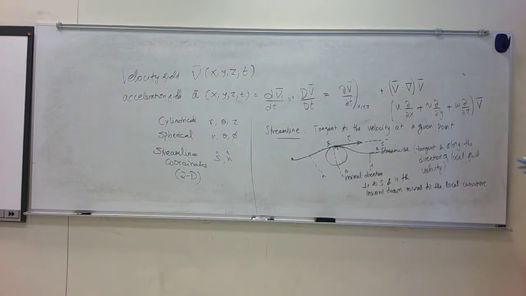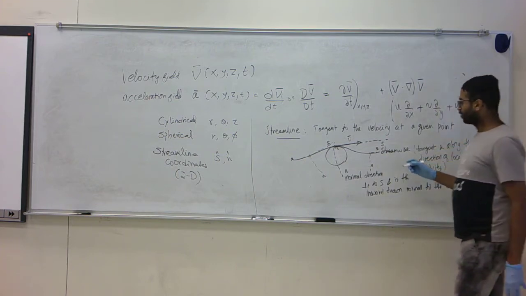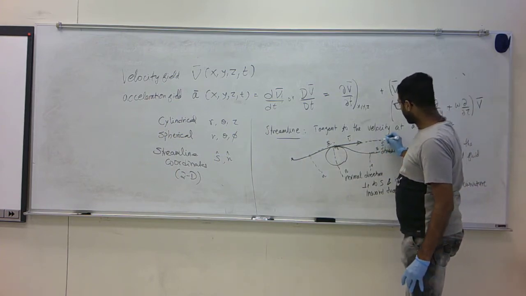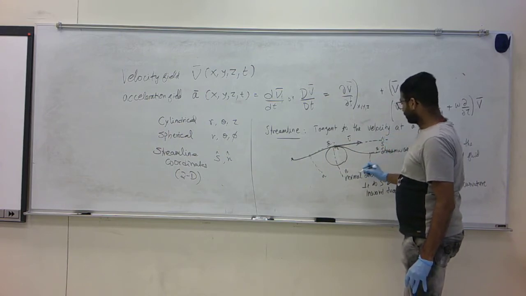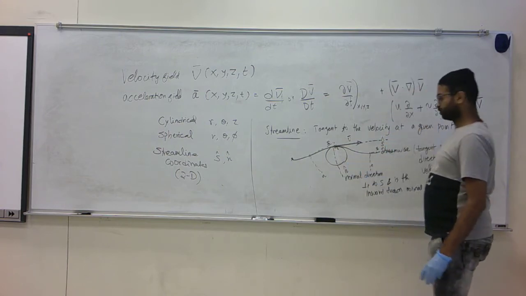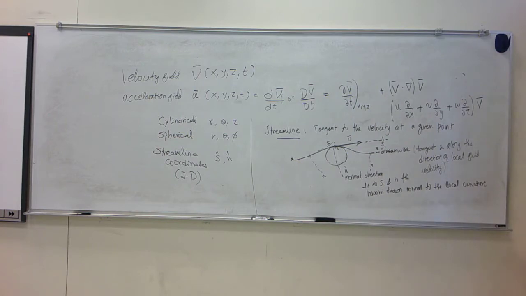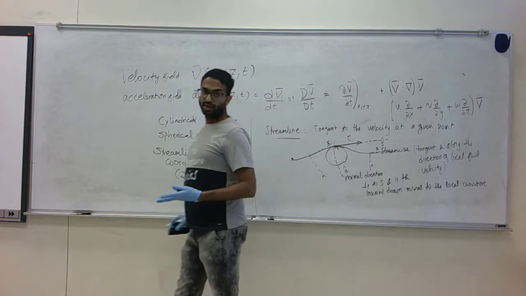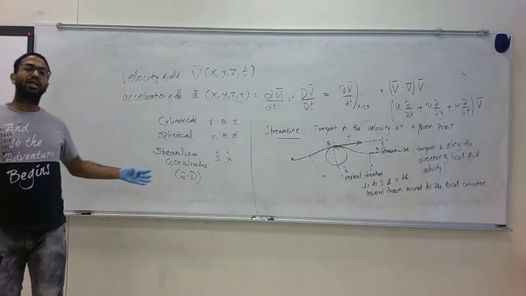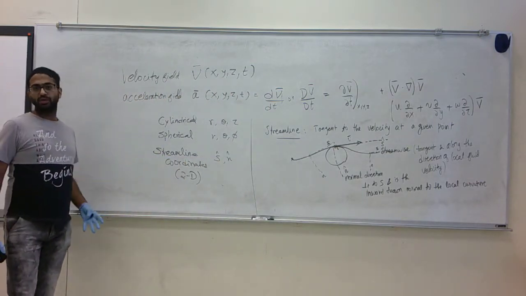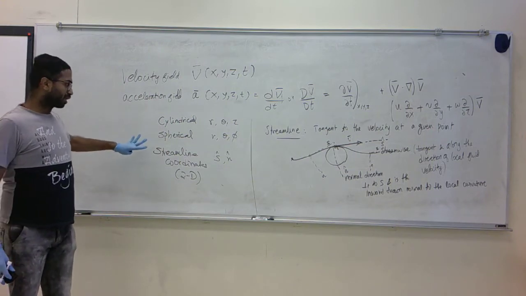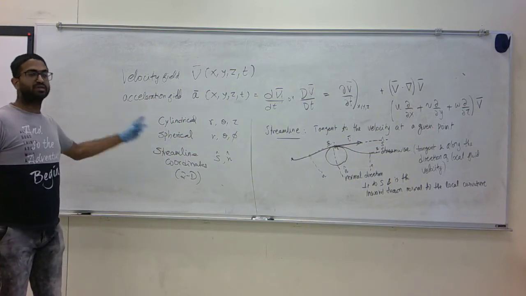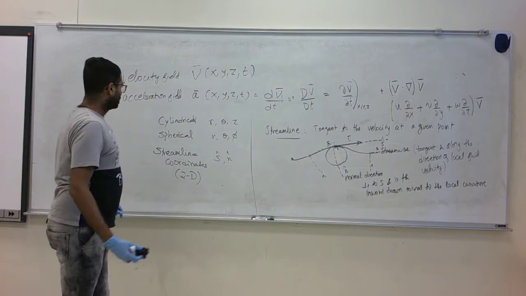So with this definition that the streamwise is along the direction of the local fluid and tangent to it, I can define two directions. I can define this direction to be S cap and this direction to be N cap. Now we are going to do a very important derivation with this streamline coordinate system that will be later used to derive the Bernoulli equation.